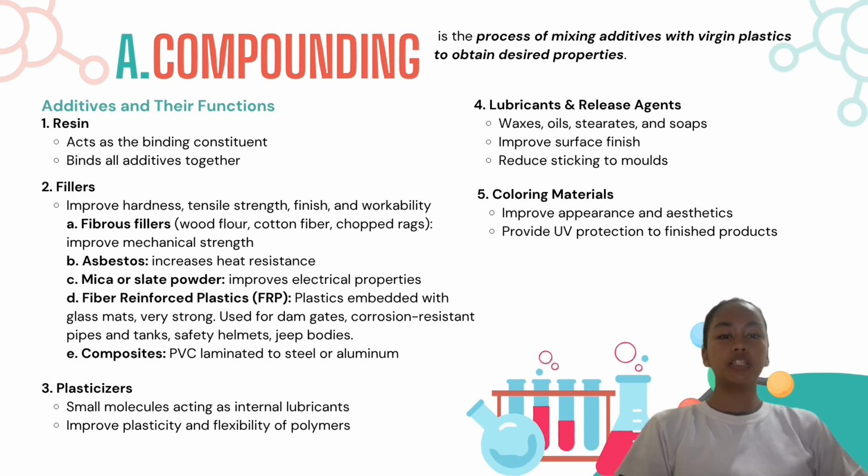Then we have plasticizers. These are small molecules and acts as internal lubricant and improve the plasticity and flexibility of the polymer. Ito yung additives na nagpapalambot sa plastic. Isinasama ito habang minimix yung polymer para gawing mas flexible at mas madaling i-form yung plastic. While waxes, oils, stearates, and soaps are lubricating additives. It is used to improve the finish and reduce the sticking tendency of the plastic to the molds.